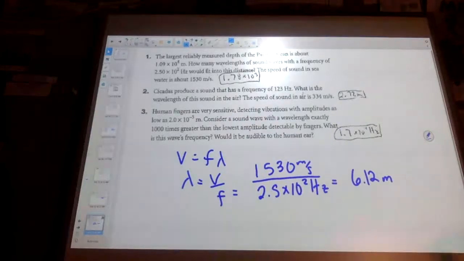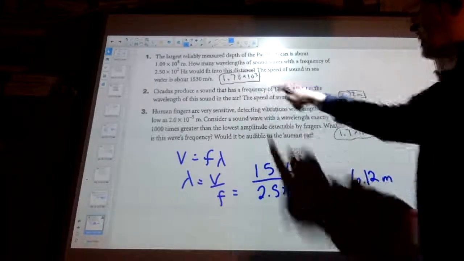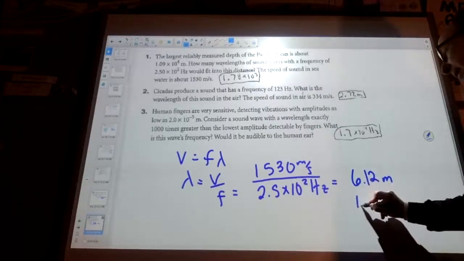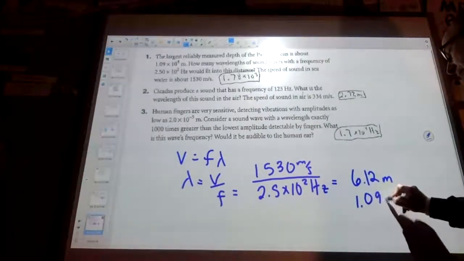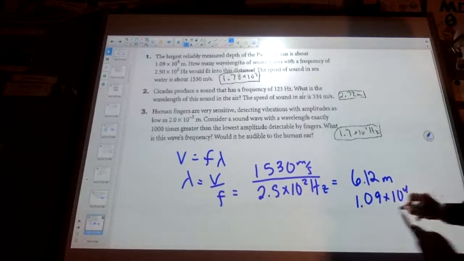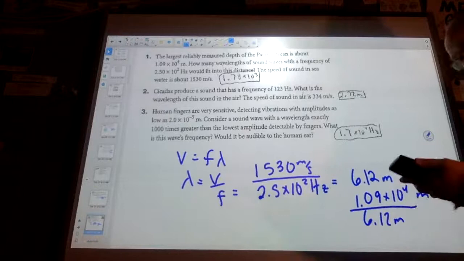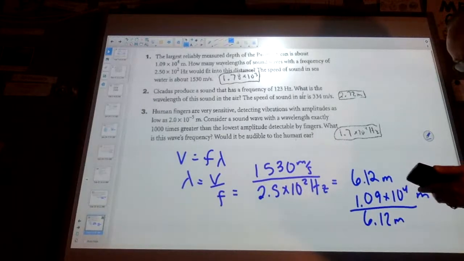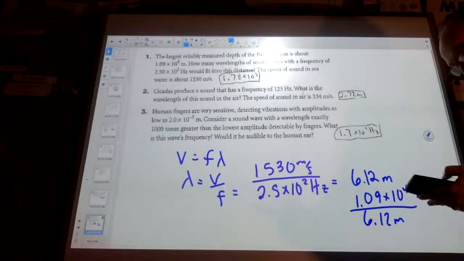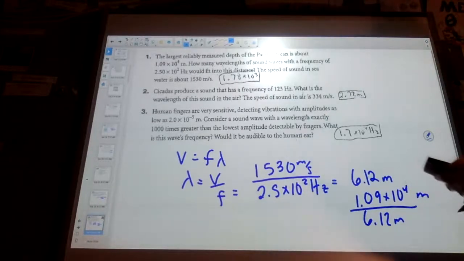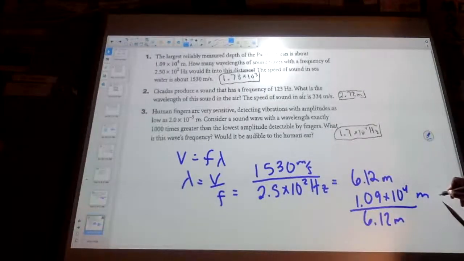So it's 6.12 meters. That's nowhere near what our answer is, but they're telling us they want to know how many would fit in this distance. So I'm going to take this divided by my 6.12. And I have 1781.